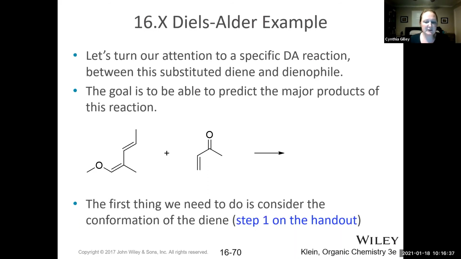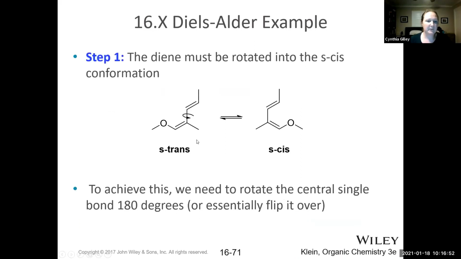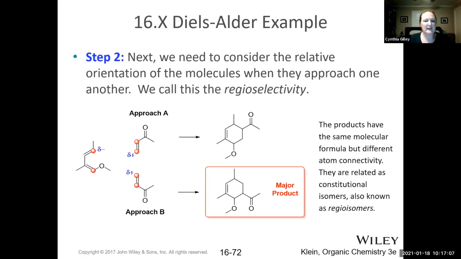So the first thing we need to do is look at the handout and think about step one. Right now, our diene is given to us in an S-trans conformation. So the first step is needed. We need to rotate this into an S-cis conformation. So what I've done here is just held the top part of this steady and flipped the bottom half over. Right? So we flip it over and now it's in an S-cis conformation. So that is the first step, right? And then we can move on to step two once we get the diene in S-cis conformation.